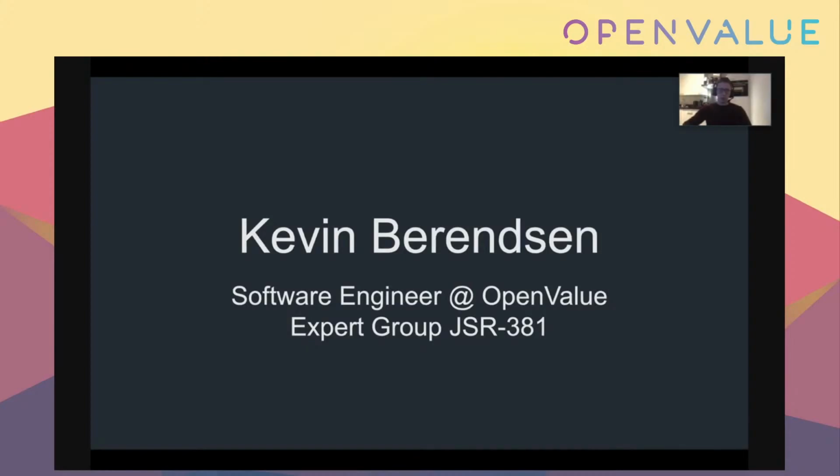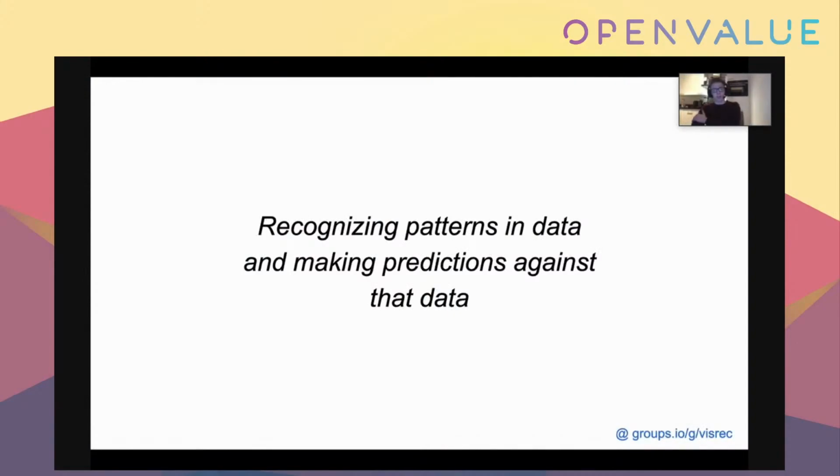So furthermore about machine learning. Machine learning is really recognizing patterns in data and making predictions against that data. So to give you an example, you can make a machine learning model that is able to recognize patterns in photos of cats or dogs, for example, and is able to make predictions based on new input data that you give it.